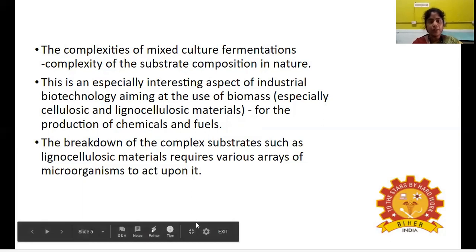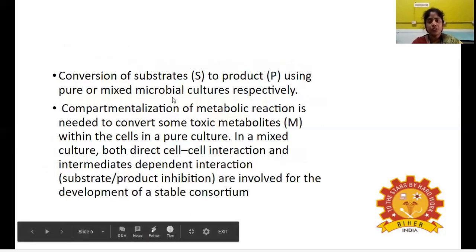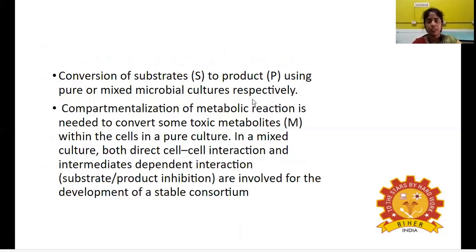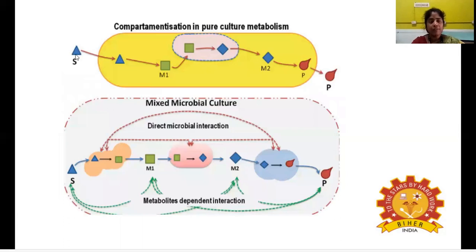So when we talk about a mixed culture, we use it for the conversion of a substrate into the product, using a pure microbial culture for the product formation. So how can this take place? When the substrate is converted into the product, how is it involved? In this picture we can see the substrate acting on a particular microorganism, so that this microorganism utilizes the substrate and it starts getting converted into the product.